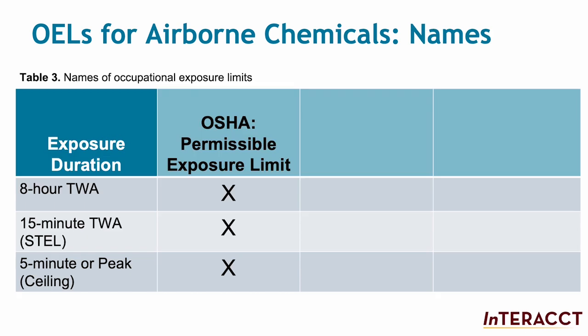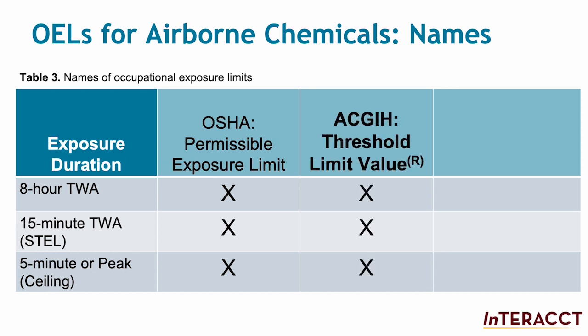While most organizations develop OELs that correspond to the 3 exposure durations we discussed, they may give them different names. OELs set by OSHA are termed permissible exposure limits, or PELs, and may be 8-hour time-weighted averages, short-term exposure limits, denoted STELs, S-T-E-L, or ceiling limits. Some OSHA regulations have a special type of limit called an action limit, which is equal to 1/2 of the 8-hour time-weighted average permissible exposure limit and triggers specific occupational health and safety program activities. For example, the benzene standard includes an action limit as well as a permissible exposure limit.